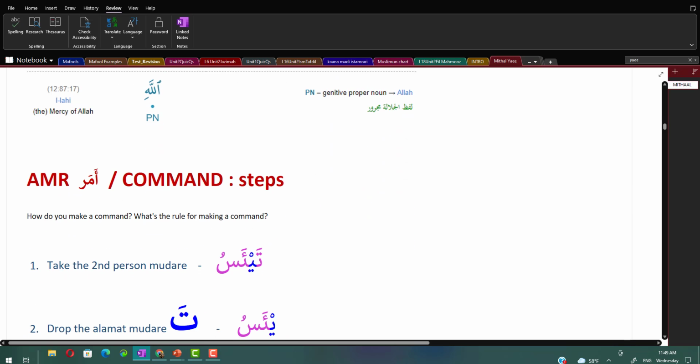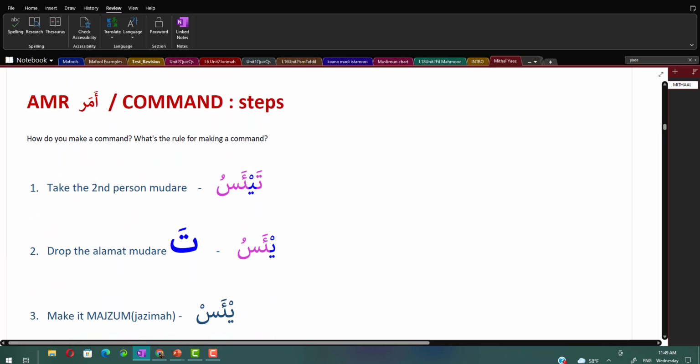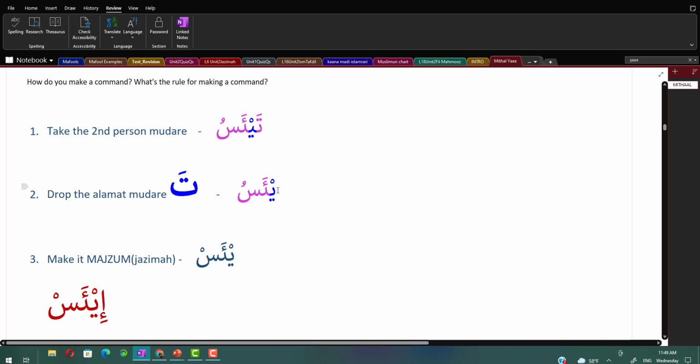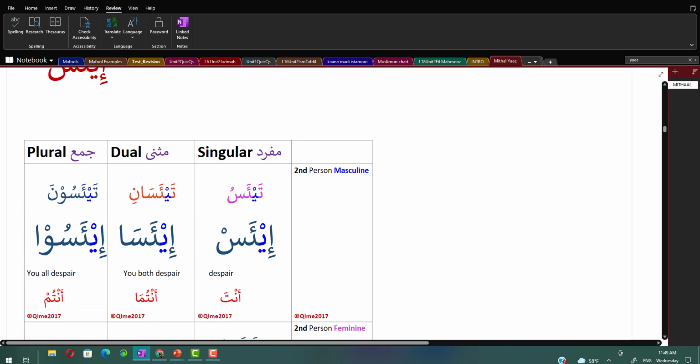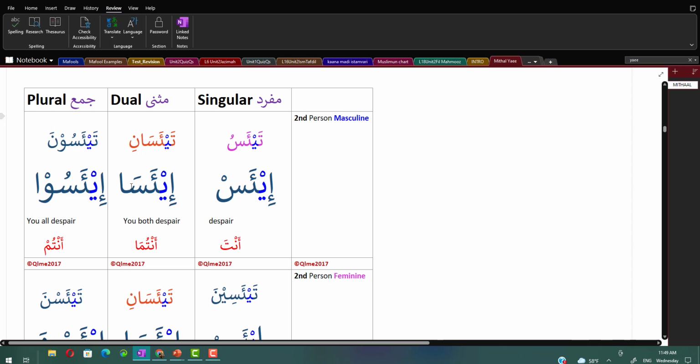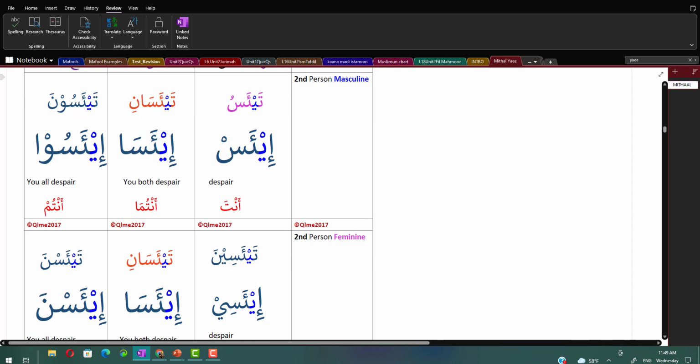Now next comes the command. How do you make amr? You take the second person mudari, tay'asu, and then you get rid of the alamat mudari ta, and then you make it majzoom. So it becomes something like e, you cannot even pronounce it. So what are we going to do? We are going to use a hamzatul wasl, and the i'rab of the hamzatul wasl depends on the middle letter. If it is fatha or kasra, this will have a kasra. So we have e-as. And the amr chart is e-as, e-asa, e-asu, e-asi, e-asa, e-asna. Despair, you both despair, you all despair.